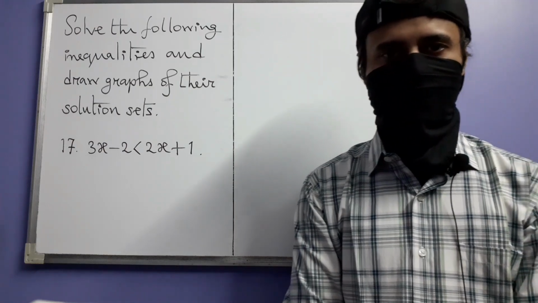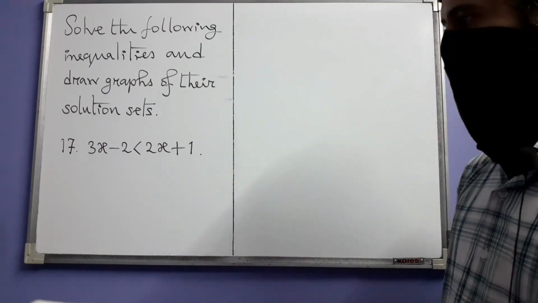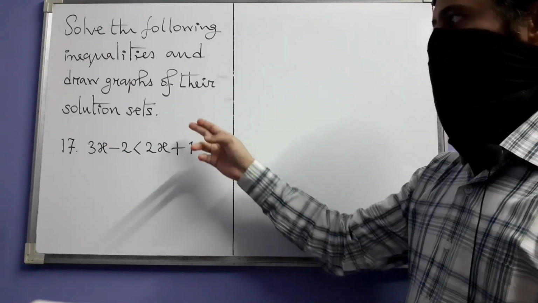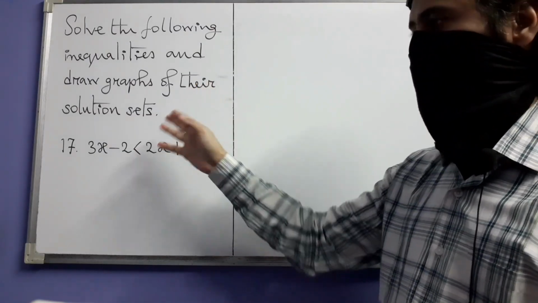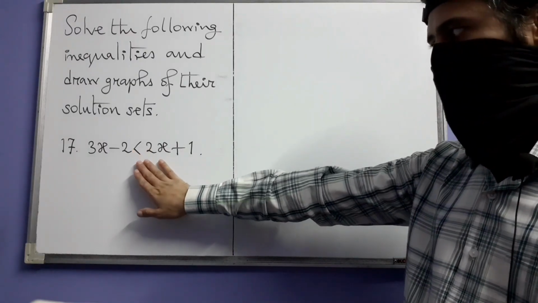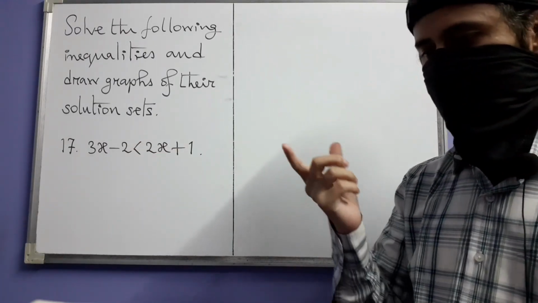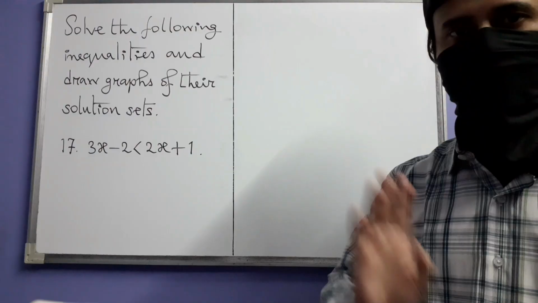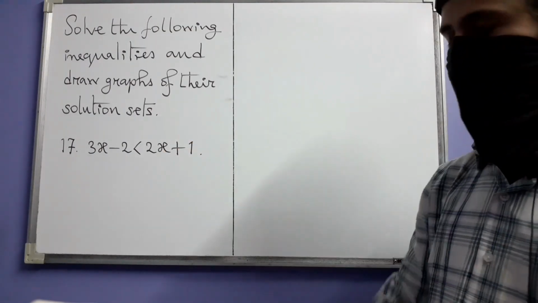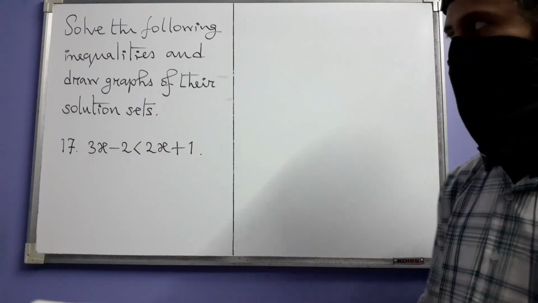Let's continue solving inequalities as we were doing. This time, however, we have to also draw graphs of the solution sets of these inequalities. And this is the next one. If you recall, we did till number 16. So this is the 17th one. 3x minus 2 is less than 2x plus 1.